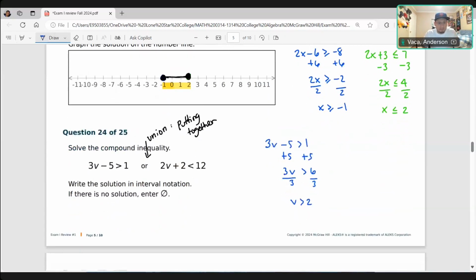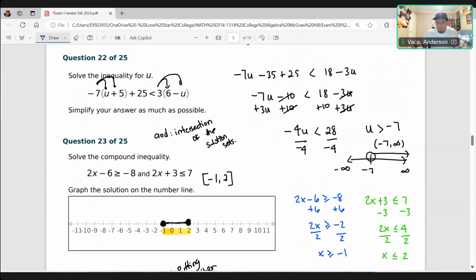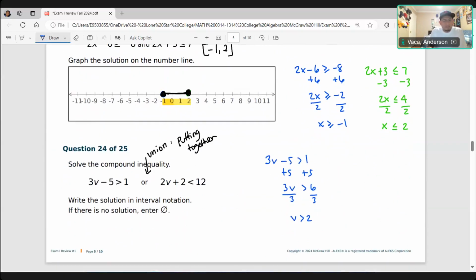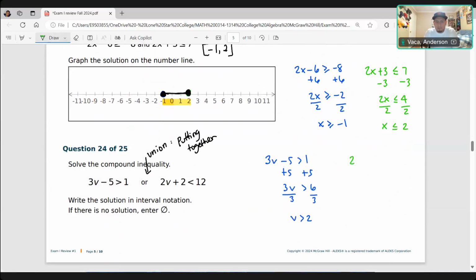Let's see if there's a graph attached to this. No, there is not. Okay. So let me do that. I'll do this in a second. Do a different color, the good old green here, and we have 2v plus 2 is less than 12. Running through the motions. Minus 2, divide by 2. v is less than 5.